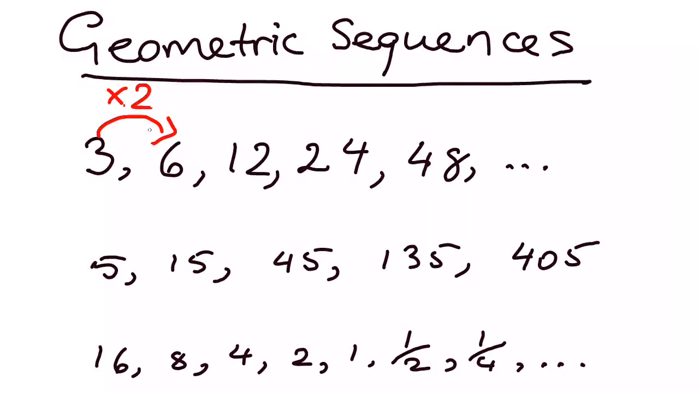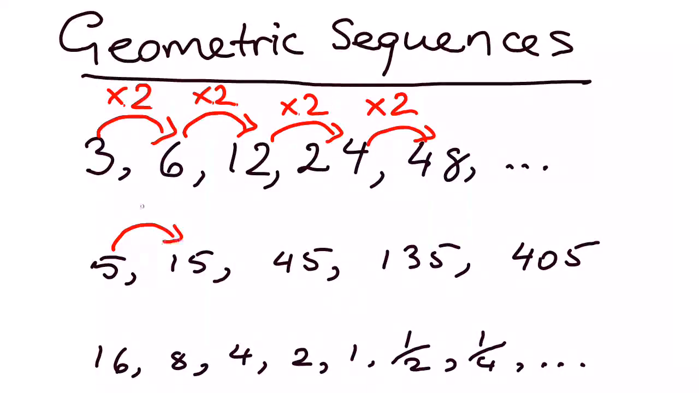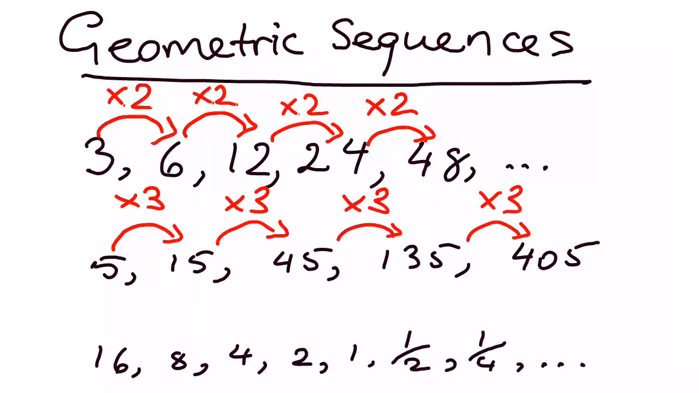To get from 3 to 6, I've doubled it. To get from 6 to 12, I've doubled it. 12 to 24, doubled it. 24 to 48, doubled it. Okay, I'm telling you that these are all geometric. So now let's work it out. Pause it if you need to. See if you can work out what I'm doing for the next two sequences. I'm timesing by 3. Timesing by 3. Timesing by 3. And timesing by 3.